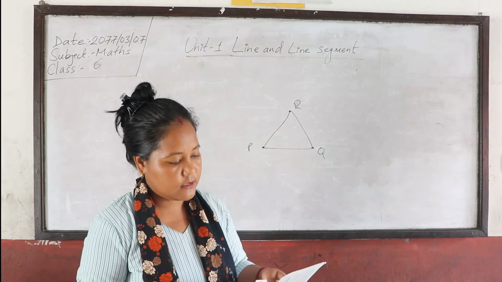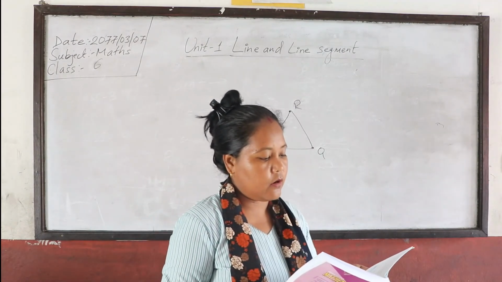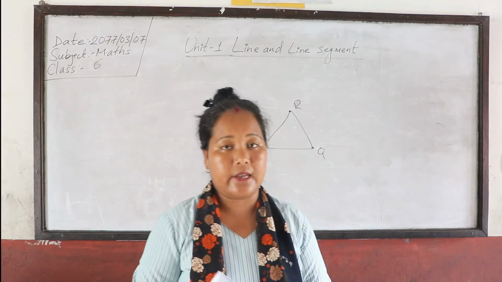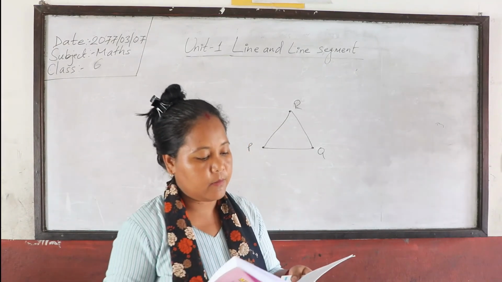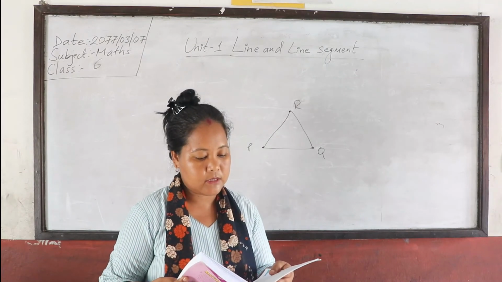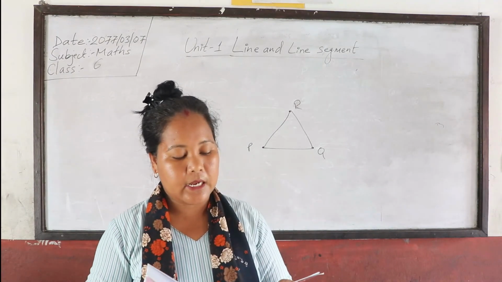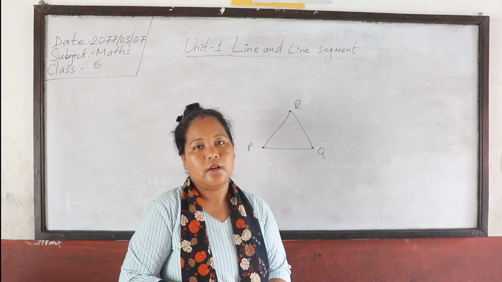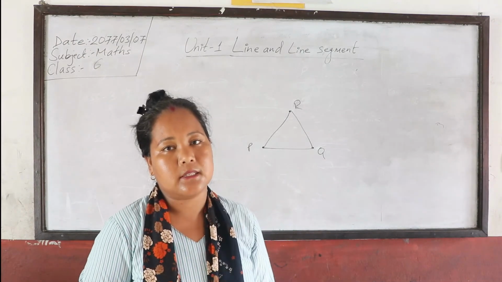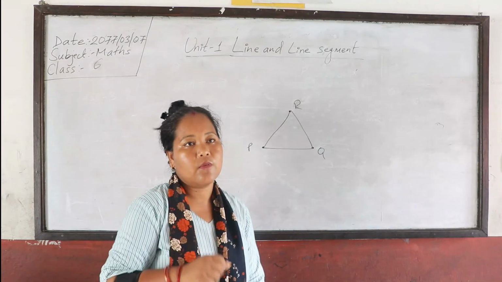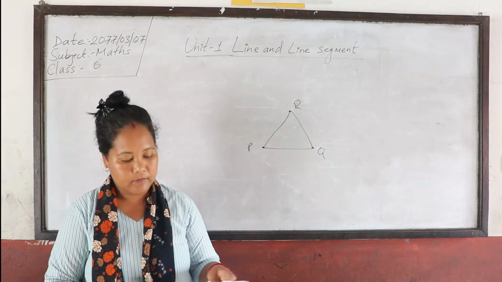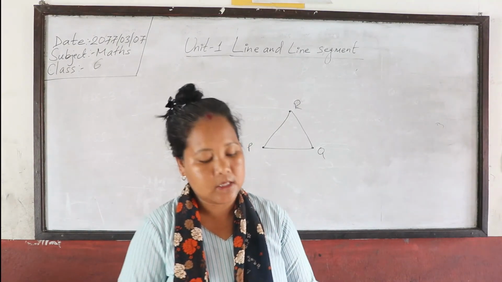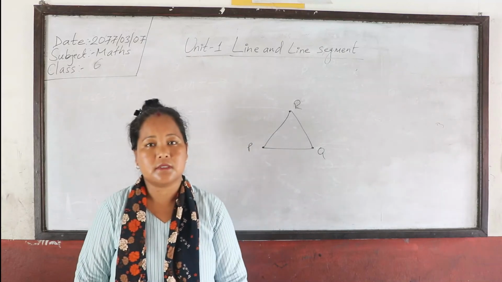Okay, next, dash lines can be drawn from the given point. How many lines? Infinite lines can be drawn from the given point. Dash line can be drawn from the given 2 points. How many lines? Only one line can be drawn. Okay.